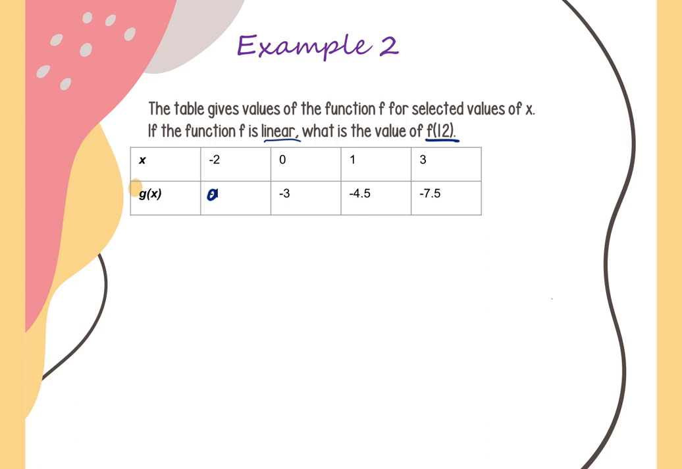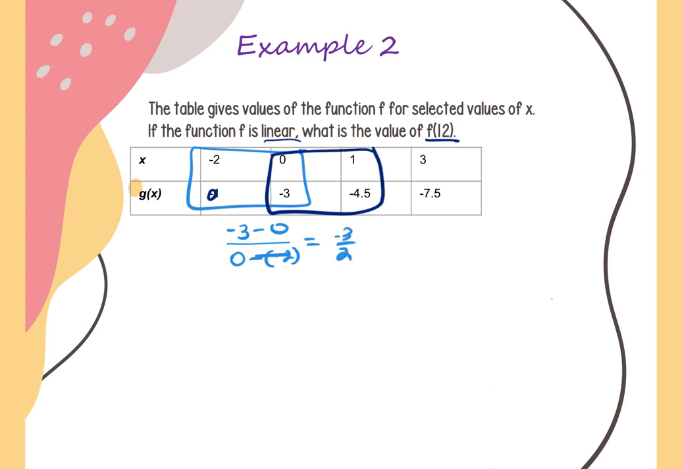So it doesn't matter which pair you pick. If I pick these 2 points, I can do -3 minus 0 over 0 minus -2. That becomes +2, and I get -3 over 2. Same thing would have happened if I picked these 2 or if I picked these 2. Because it's linear, they should be the same. So that's my m, or my rate of change.